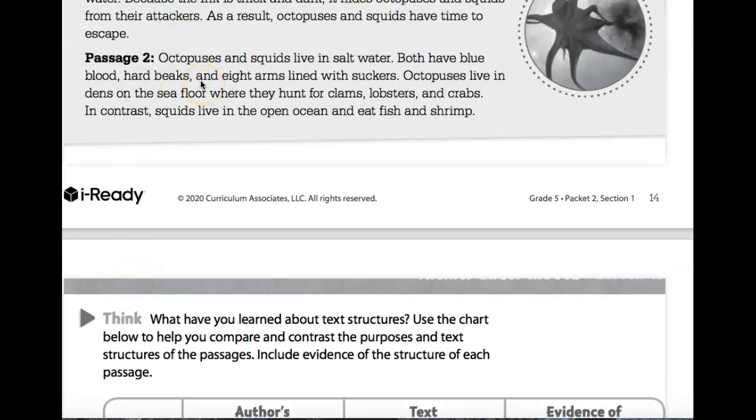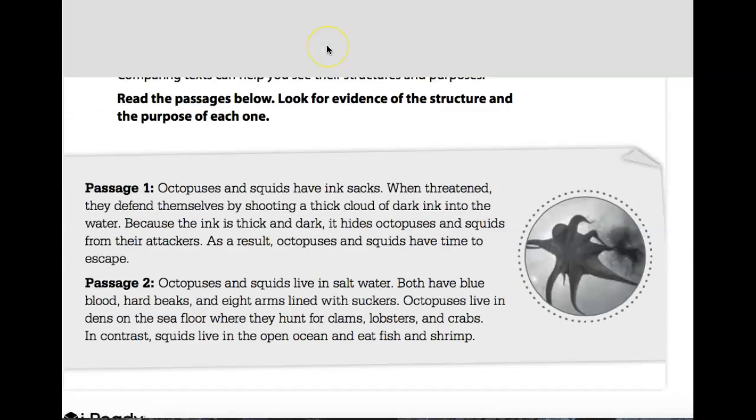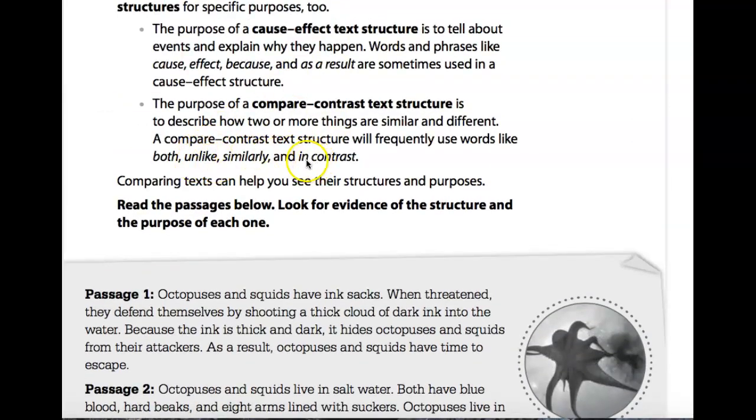I'm going to reread it. Octopuses and squids live in salt water. Both have blue blood, hard beaks, and 8 arms lined with suckers. Octopuses live in dens on the seafloor where they hunt for clams, lobsters, and crabs. In contrast, squids live in the open ocean and eat fish and shrimp. So that in contrast should give you a hint.